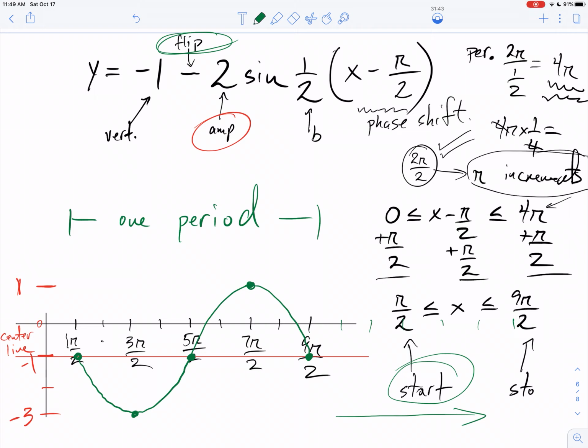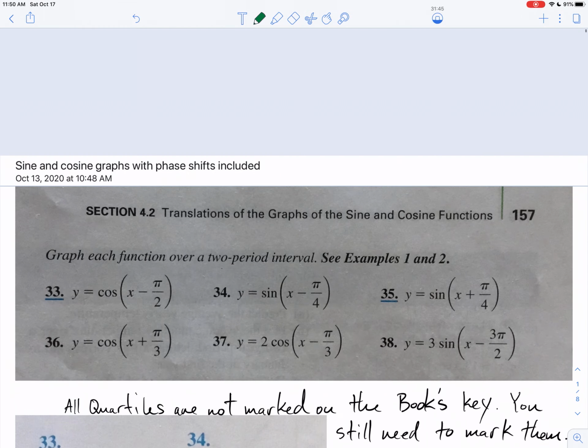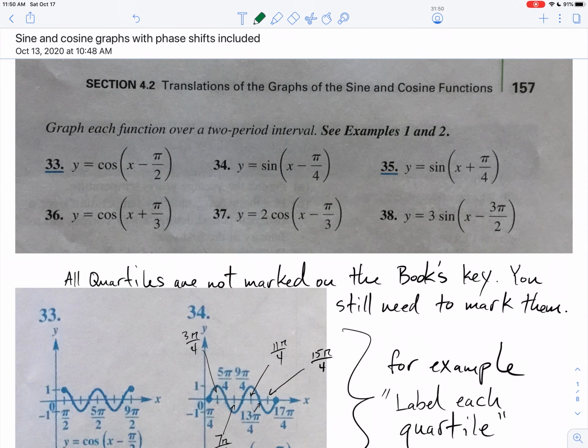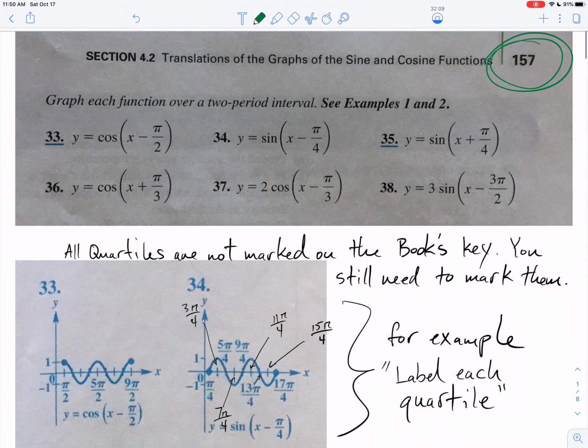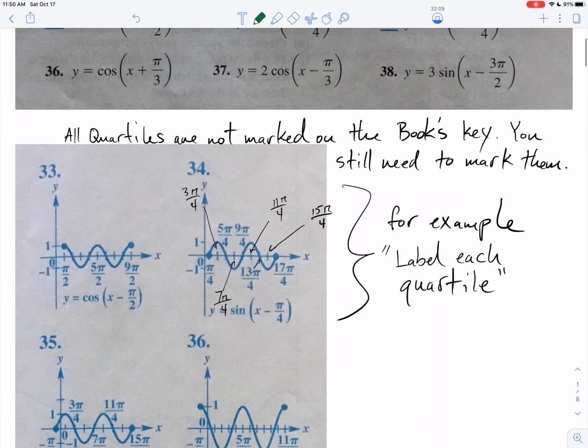So I got to tell you, here, I'm going to show you the assignment. Here it comes. The very first part, I left it in the view there. It's page 157 of your book. Problems 33 through 38. Okay? And all these say graph over 2 periods. So you can see the pictures right here. Here's the answer keys. They shifted it, and then they did one extra period to the right.